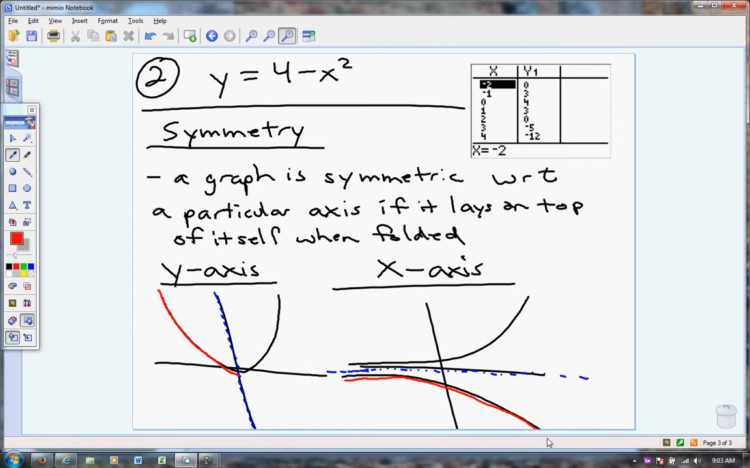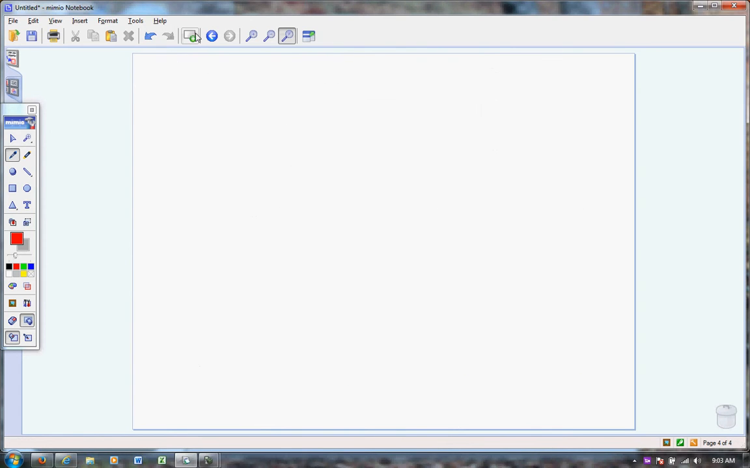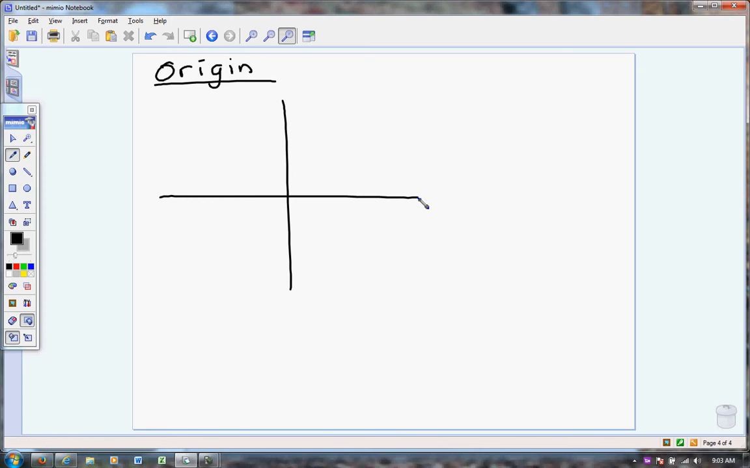Now, here's a new one that maybe you haven't seen before, symmetry about the origin. What is the origin? Isn't that the 0, 0 point? The origin is right here. So here's what I want you to put in your notes. With the origin, you have to fold twice. If you're doing symmetry about the origin, you fold twice.